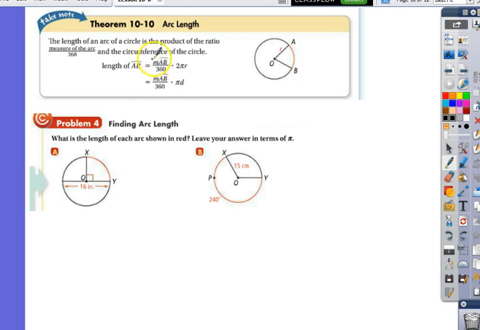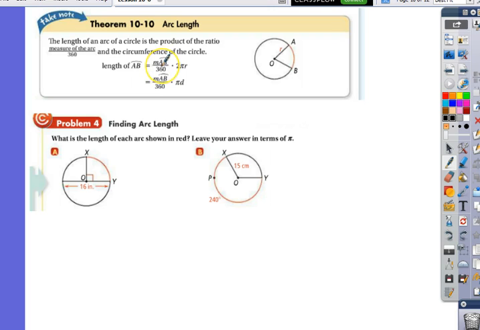So the answer to that question is whatever the arc measure was, which is in degrees, over 360 will be some number less than 1. You're never going to have an arc measure that's more than 360 degrees, because once you get to 360, you're already around the circle. So your arc measure will be less than 360.